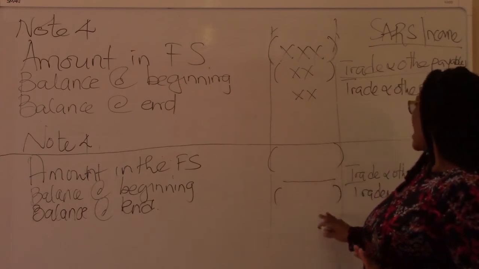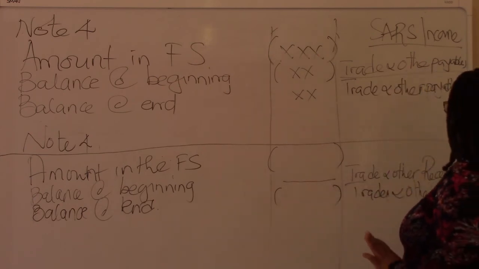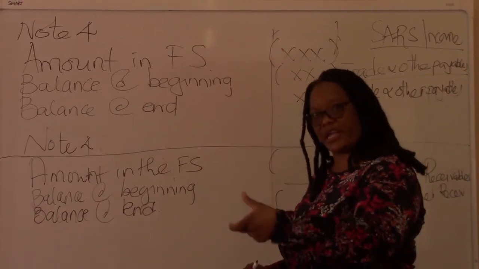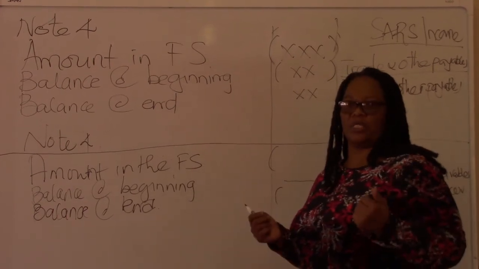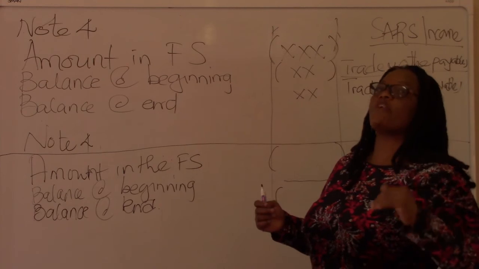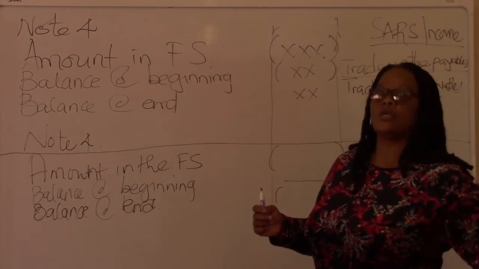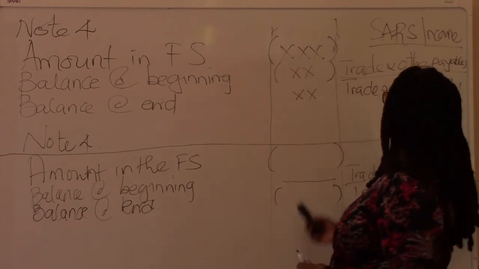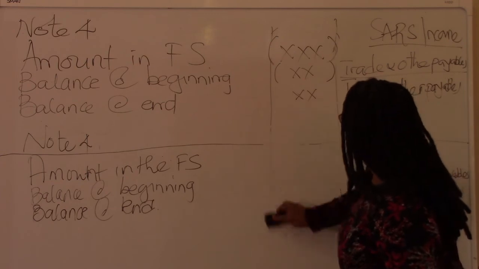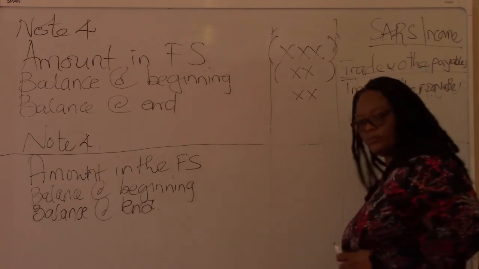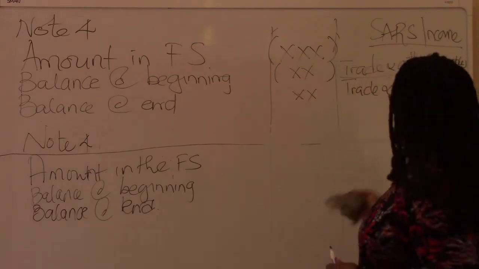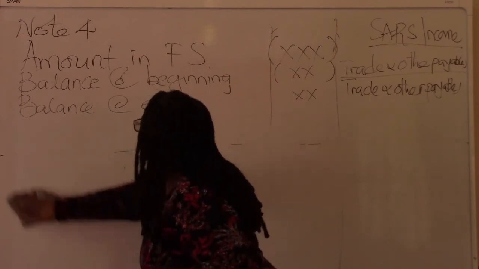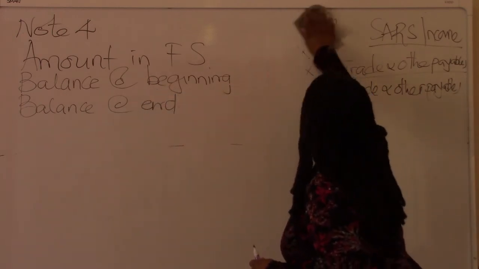If the balance at end appears under trade and other receivables, it means we paid SARS more than what we should have paid for that accounting period. So SARS owes us. So if we paid SARS, it is an outflow. It is going to appear in brackets. I think now we can proceed and do our note. Now we can put in the amounts.